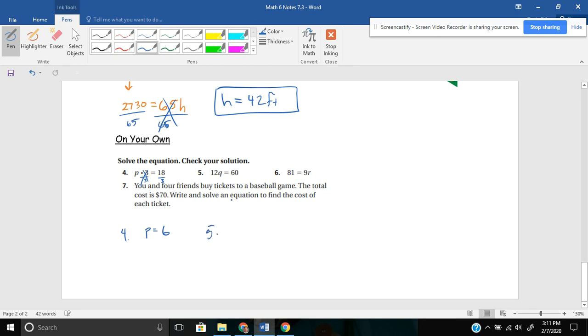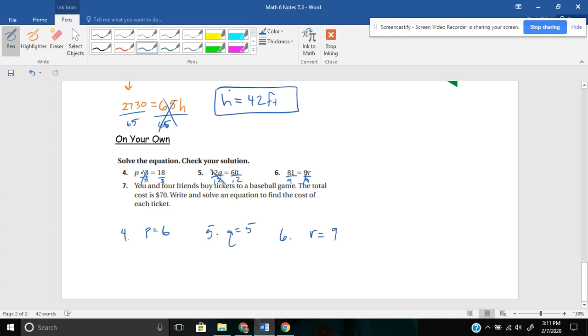Number 5, divide by 12 on both sides, because Q is being multiplied by 12. So Q would equal 60 divided by 12 gives you 5. Number 6, 81 equals 9R. R is being multiplied by 9, so to undo that, divide by 9 on both sides, and R equals 9.